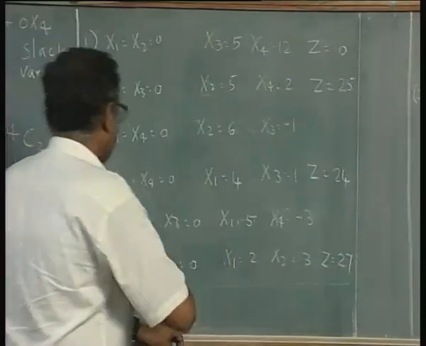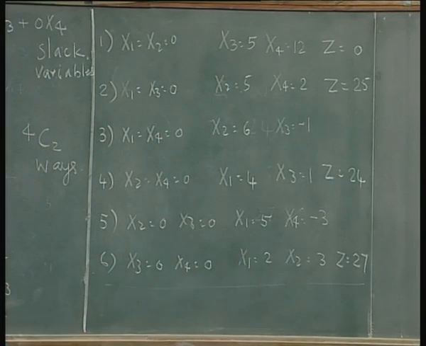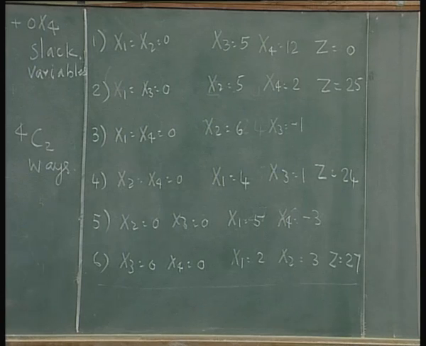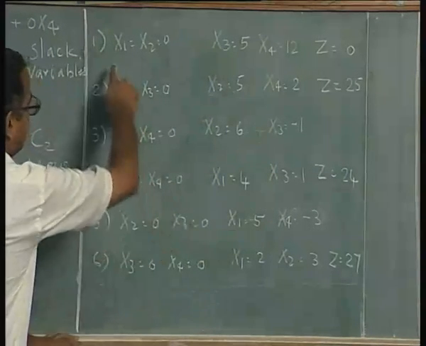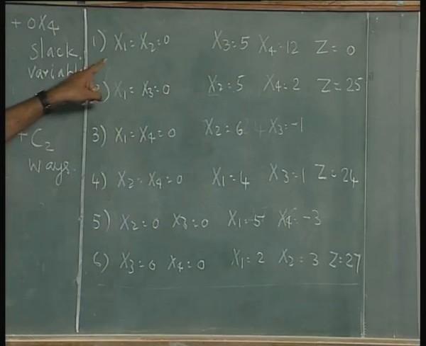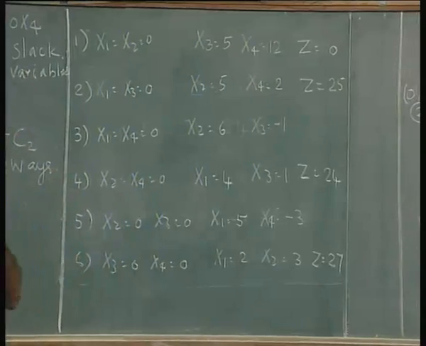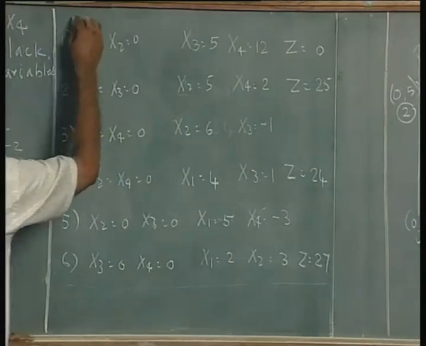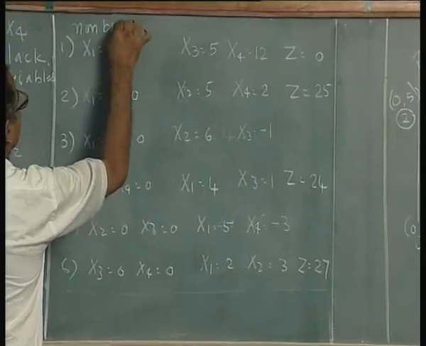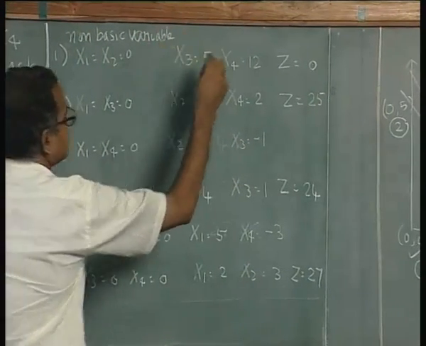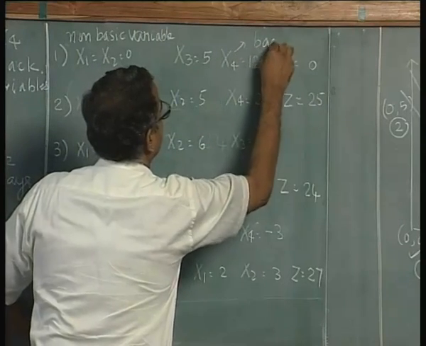Right. So, we have 6 basic solutions, out of which 4 are basic feasible and 2 are infeasible. We need to introduce one more terminology. Now, in this example, of these 4 variables, we have fixed 2 to 0 and we have solved for the other 2. Those variables which we fix to 0 are called non-basic variables, and those we solve for are called basic variables.